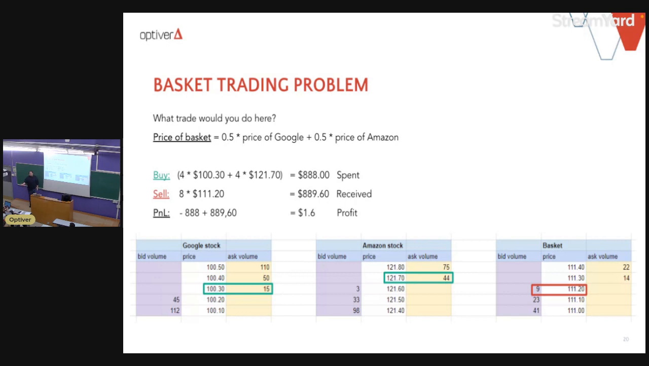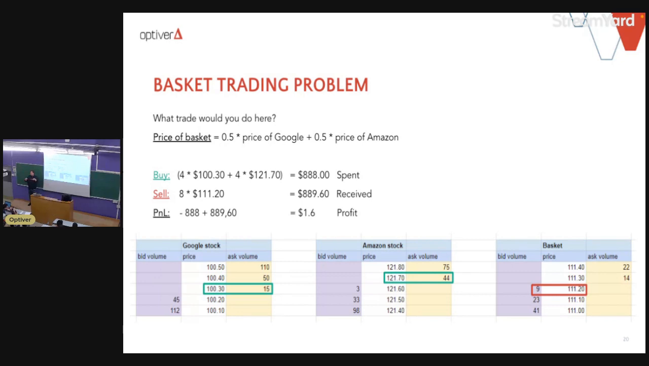Why would you do it like this? The idea is you have offsetting positions, right? The basket is defined as the average of the price of Amazon and the price of Google. So if the Google price now goes up, your basket will also go up. Since you bought Google and you sold the basket, that means on the one side of your portfolio, you will have a gain. On the other side of the portfolio, you will have a loss in exactly the same amount.